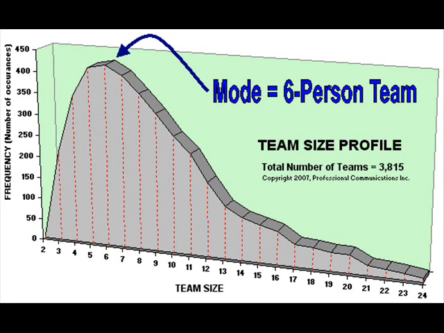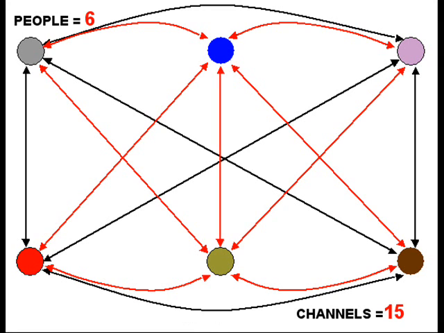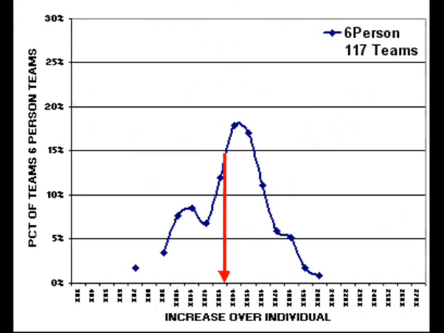There is no magic to what is happening here. It is a simple cost-benefit equation. You can see this by looking at the mode of the team size distribution. The mode is the most frequently encountered team size. In our database of 3,815 teams, the mode is a 6-person team. At a 6-person team size, the number of transaction channels is rich but manageable. Each of the people on the team has to watch 15 channels in order to fully coordinate.